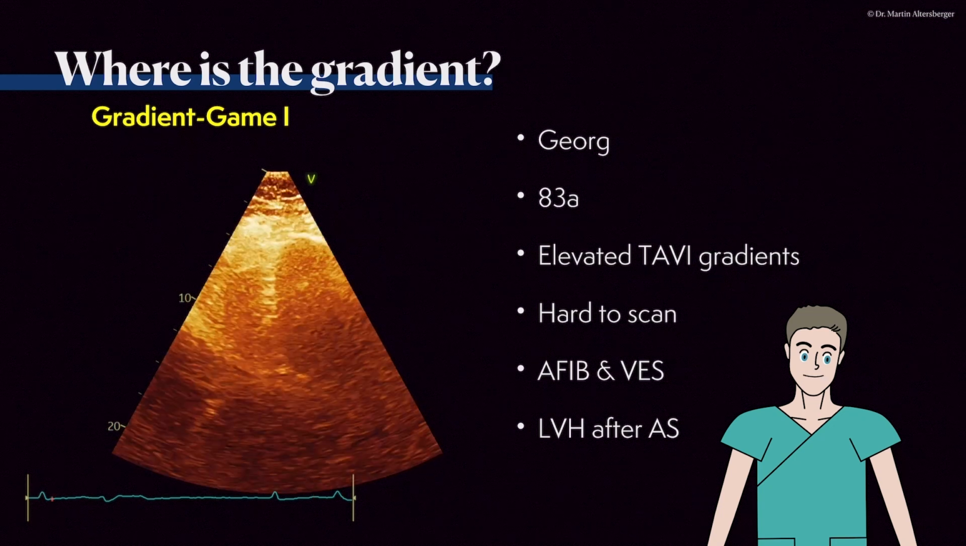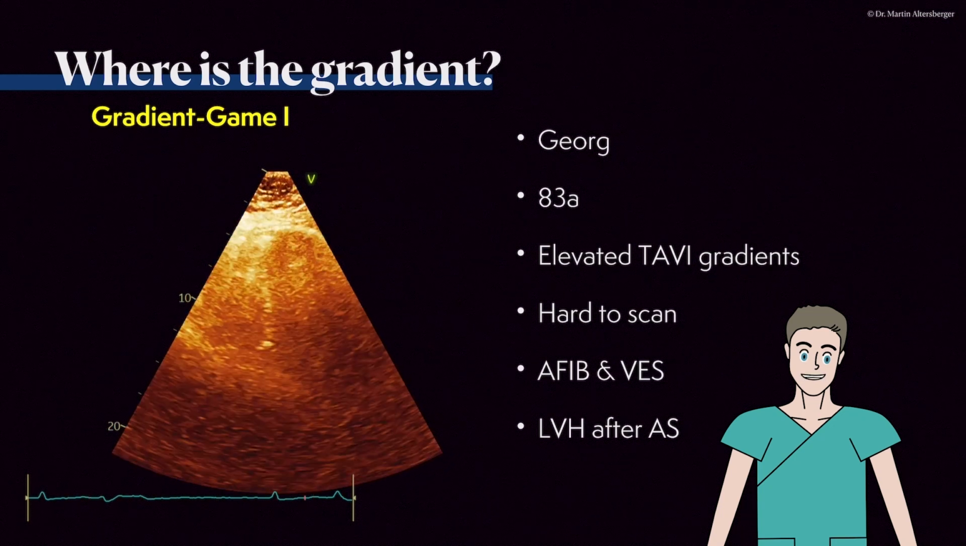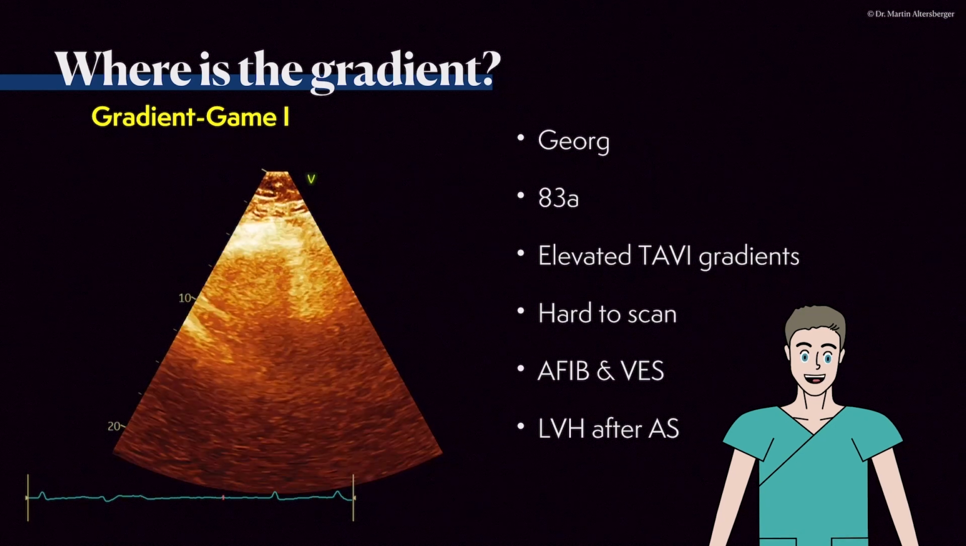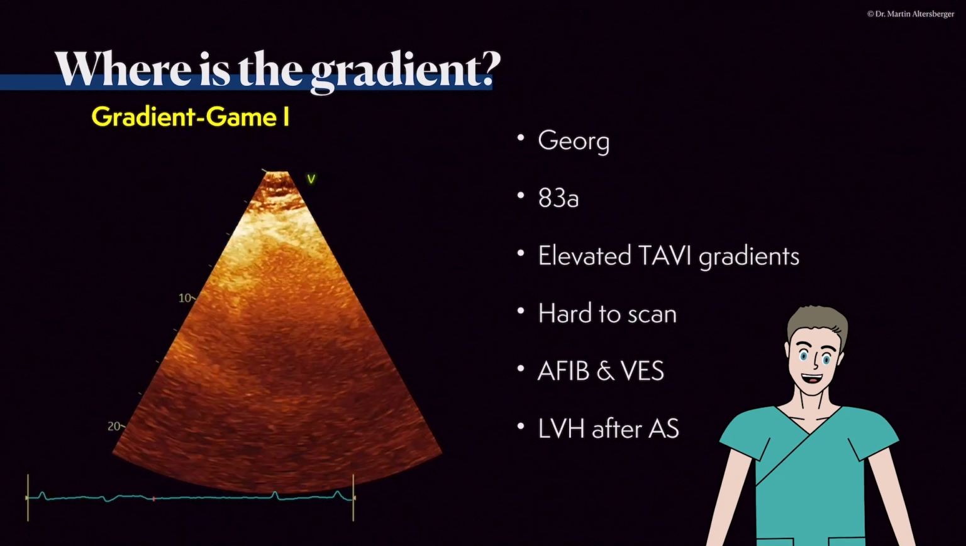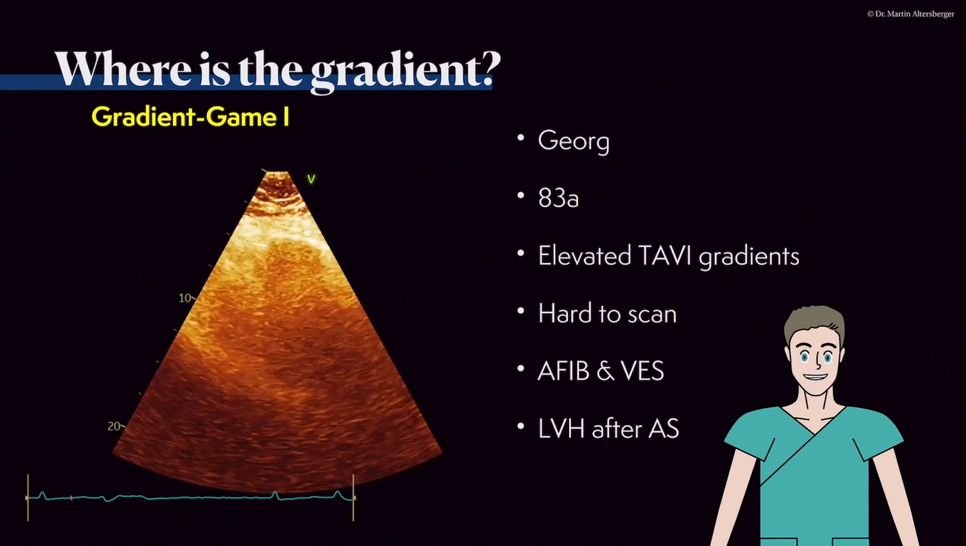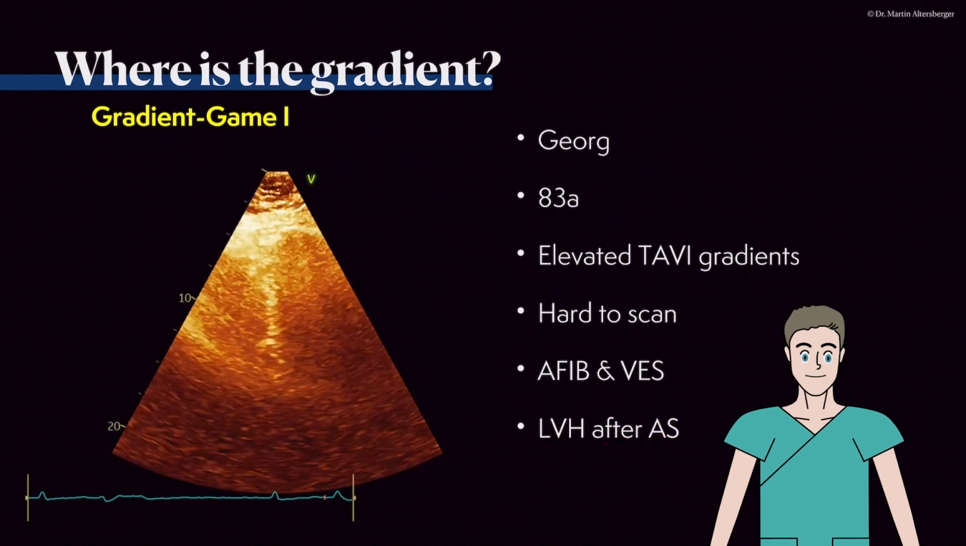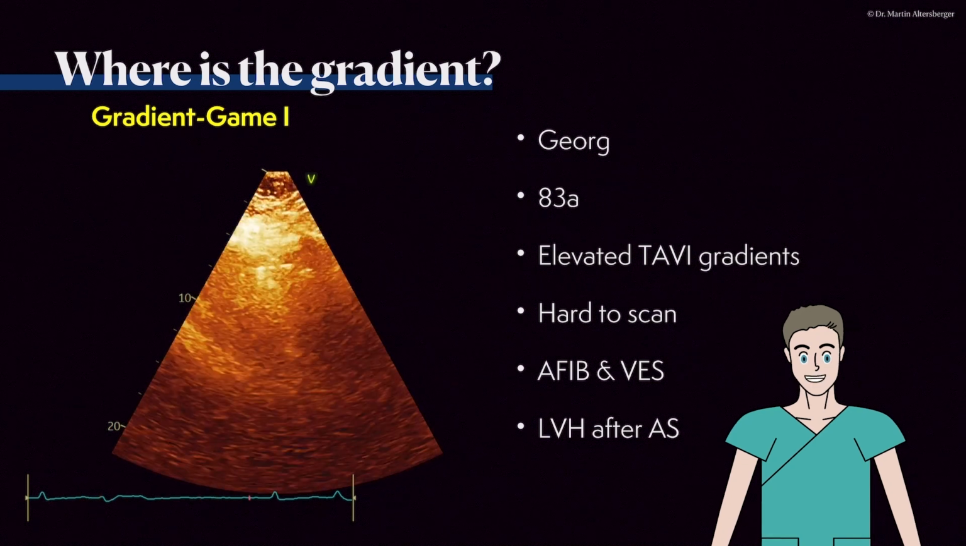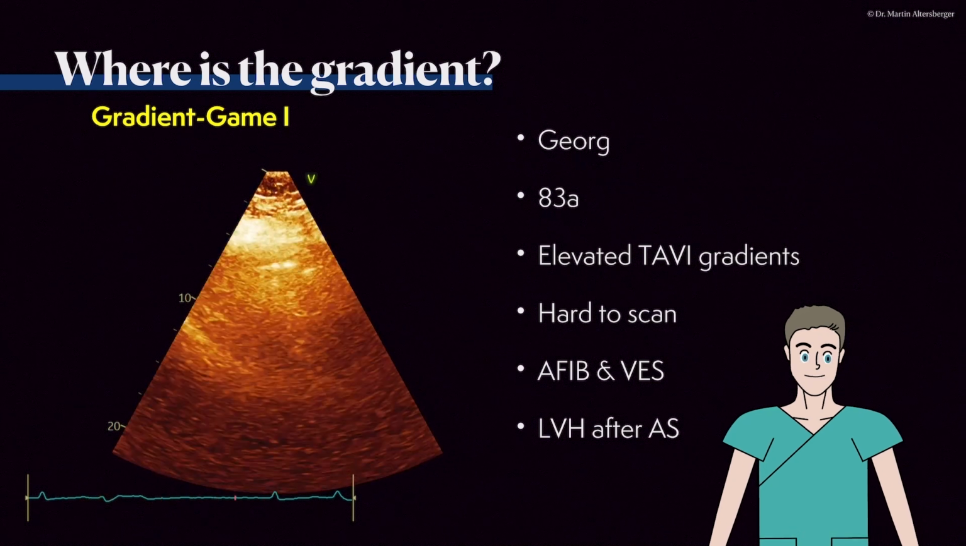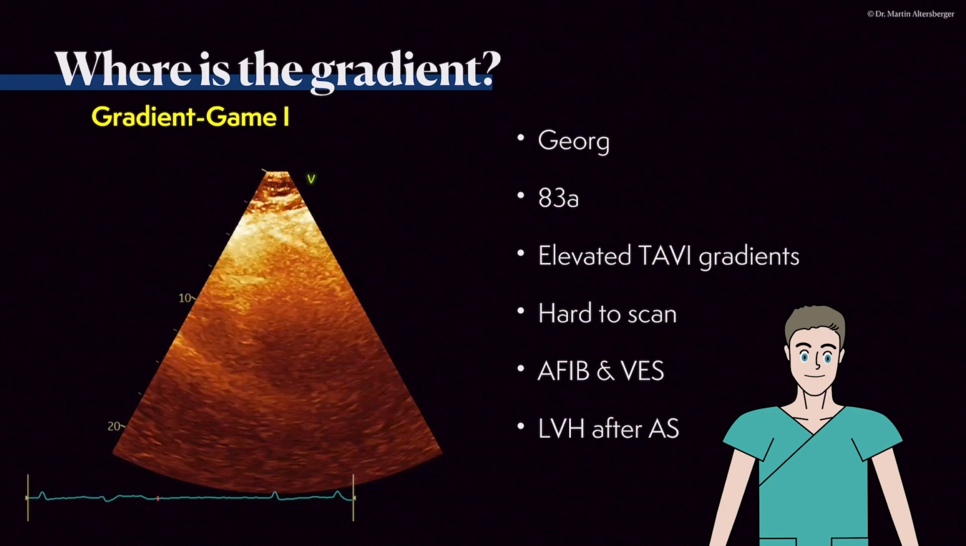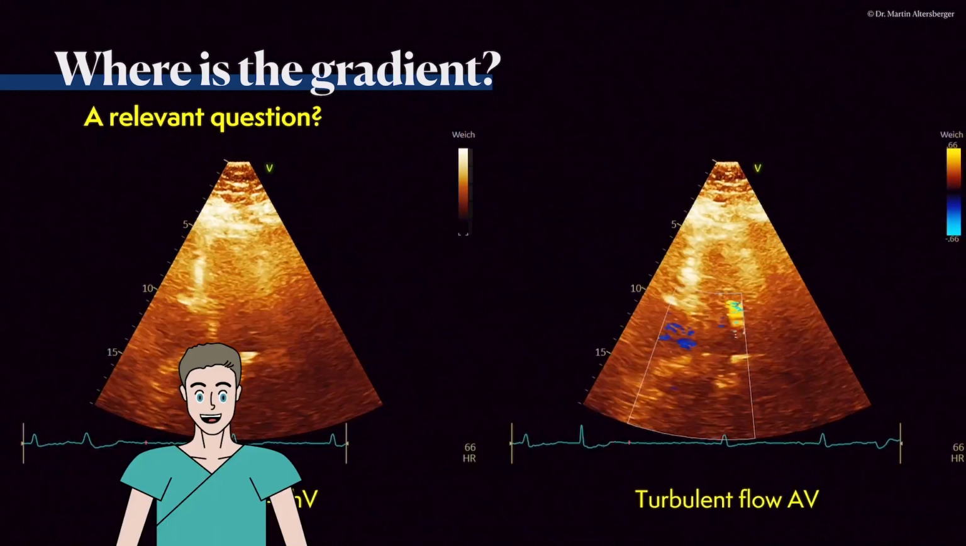He's hard to scan. He has atrial fibrillation, ventricular extrasystole, and we see also to a certain degree already that there is LVH present after aortic stenosis. And now we want to know, is there a relevant gradient of his TAVI or TAVR, transaortic valvular replacement, or is it another gradient or another problem?